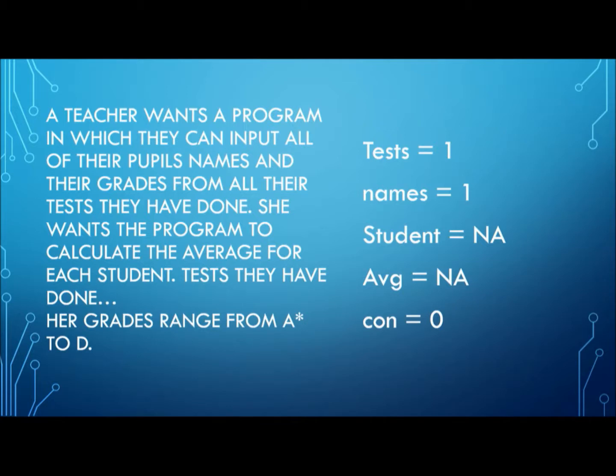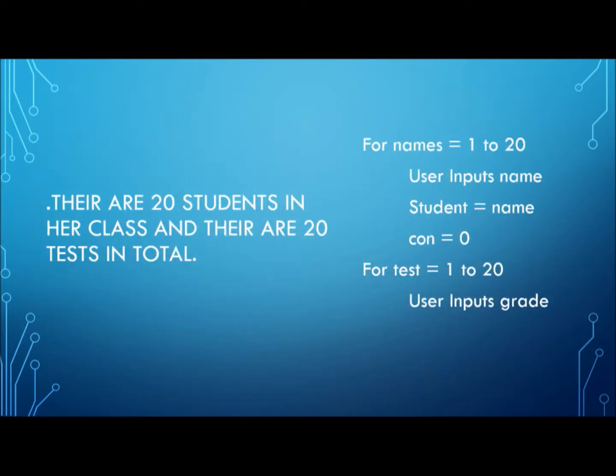The average is their average in terms of letters, and con is required because we need to convert A star or the letters into numbers so that we can calculate the average and then back into letters. We cannot use one variable because we cannot overwrite a variable that's a letter into a number, so that's why we need 2 variables. Moving on.